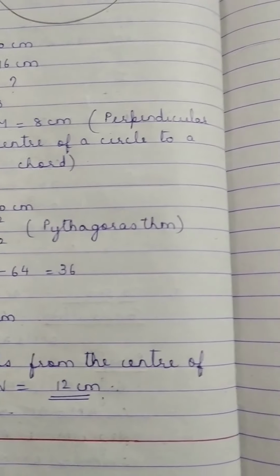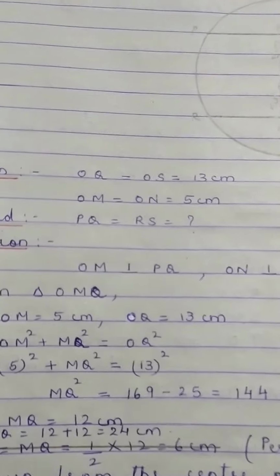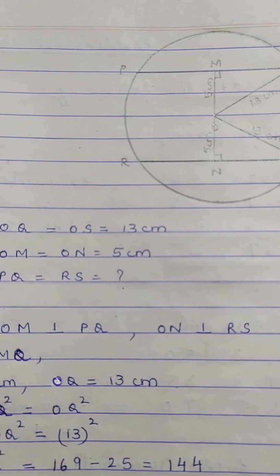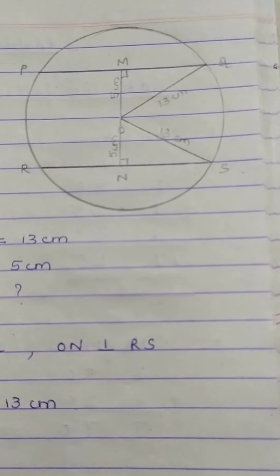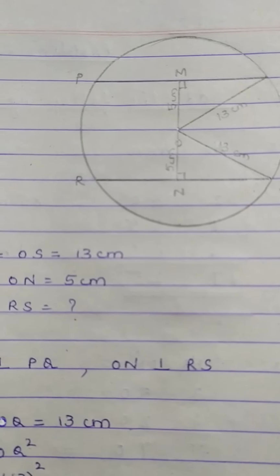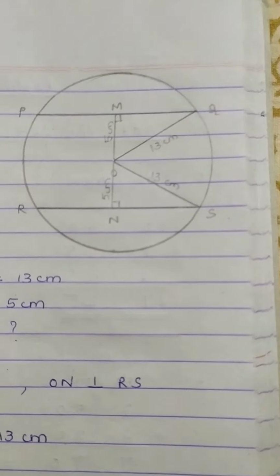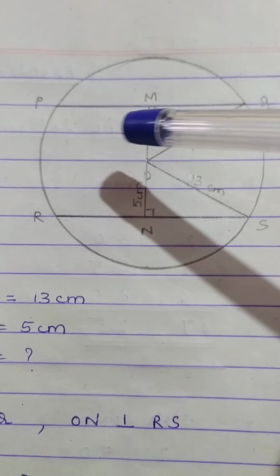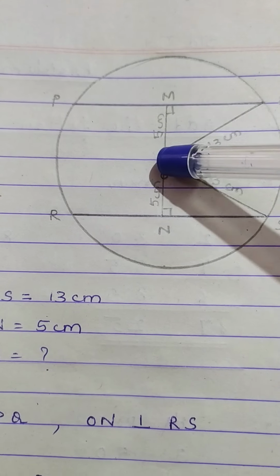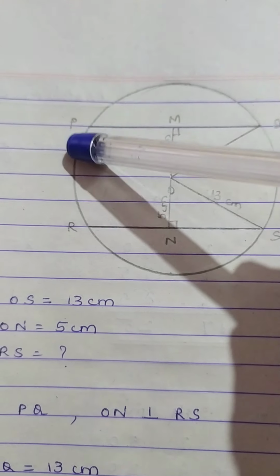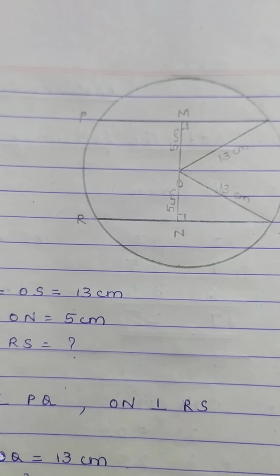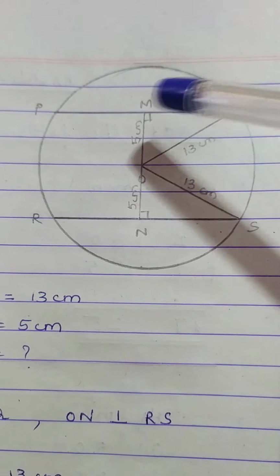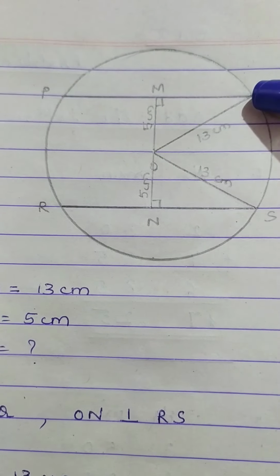Now question number 2. In a circle with radius 13 centimeter, two equal chords are at a distance of 5 centimeter from the center. Find the lengths of the chords. So you are given a circle, the radius is 13 centimeter. The distance of this chord from the center is 5 centimeter. You have to find what is the distance of this chord. Now in this case, if it is a right angle triangle, this is 13, this is 5, I can easily find out how much is QM.